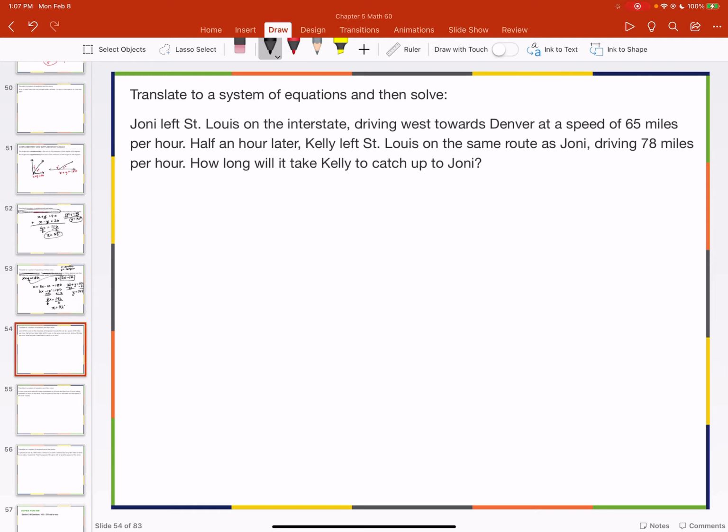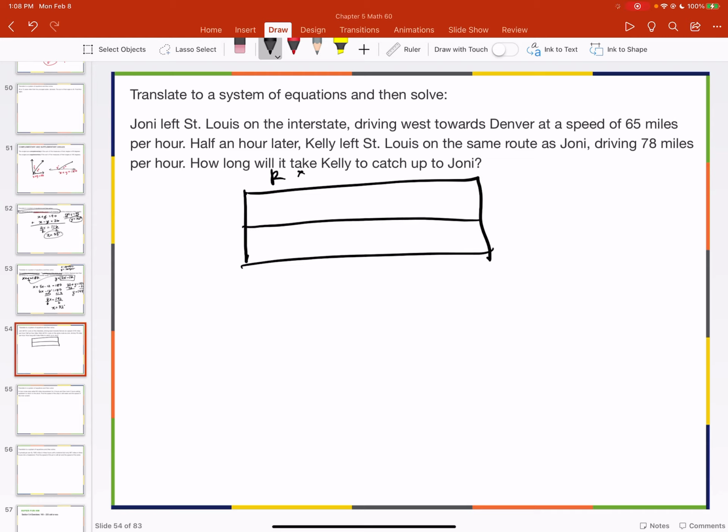Okay, so here, what if you have something like a distance rate times time, a DRT problem. Joni left St. Louis on the interstate, driving west towards Denver at a speed of 65 miles per hour. Half an hour later, Kelly left St. Louis on the same route as Joni, driving 78 miles per hour. So if we did a little chart, remember the little charts? Rate times time equals distance.